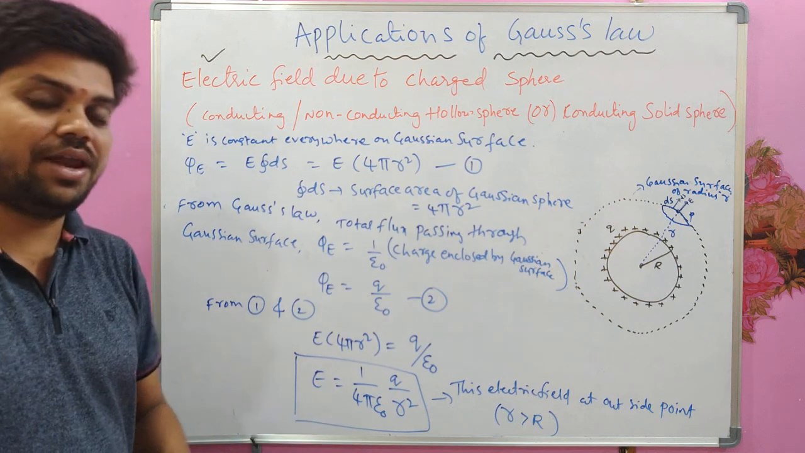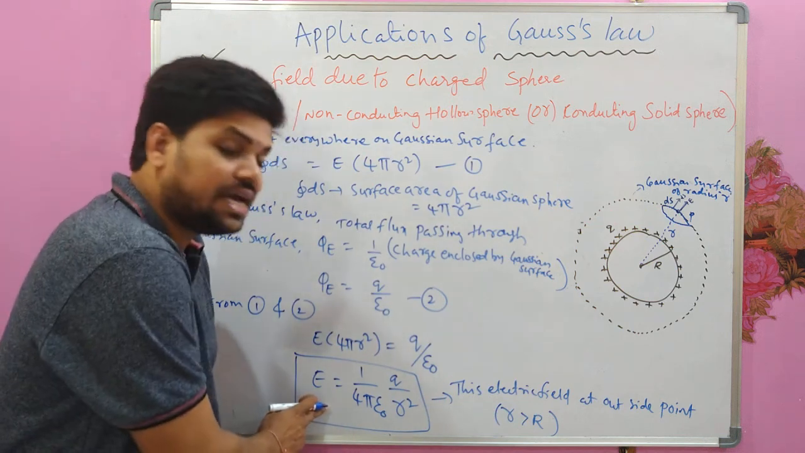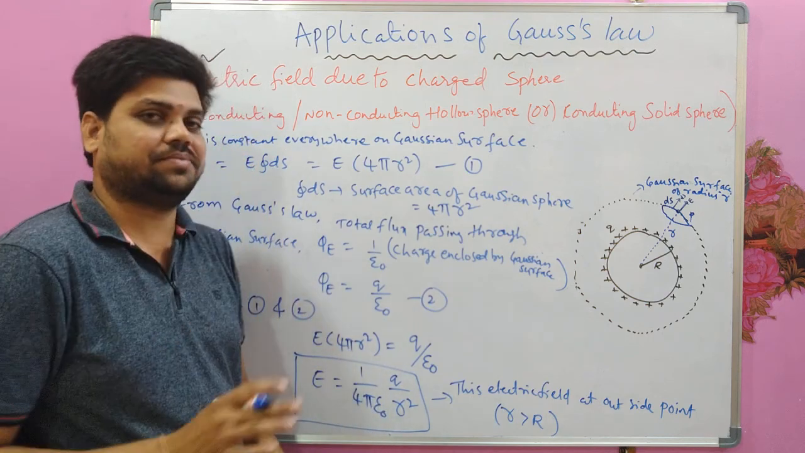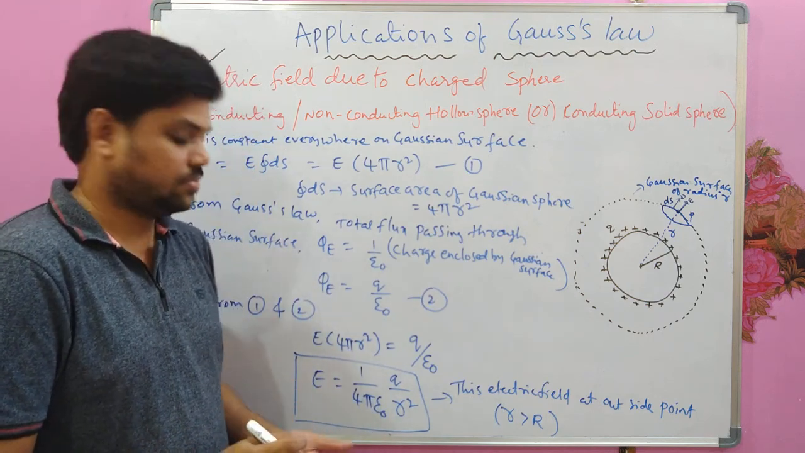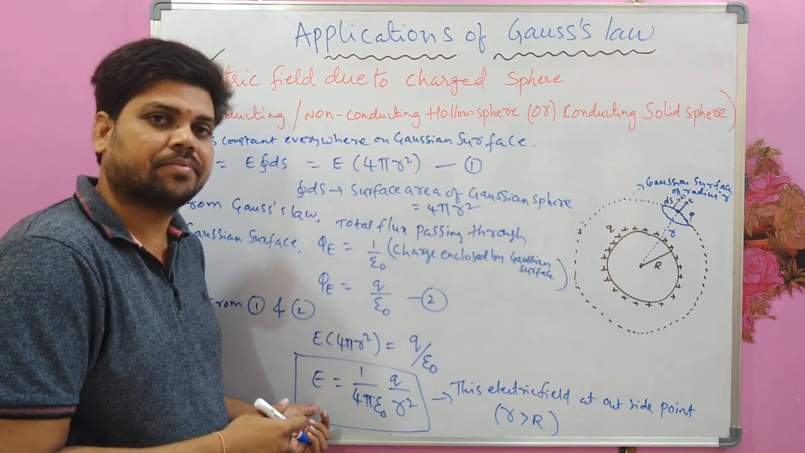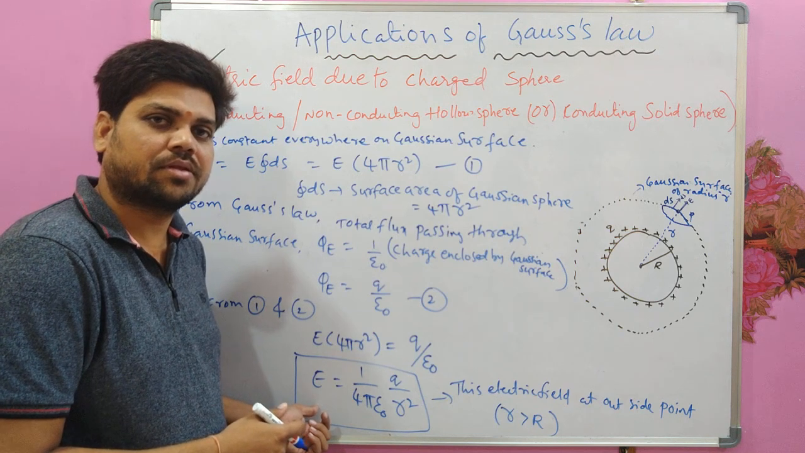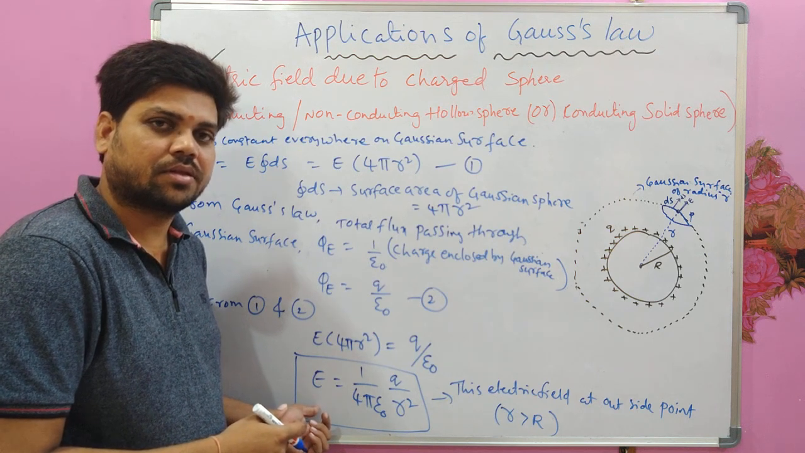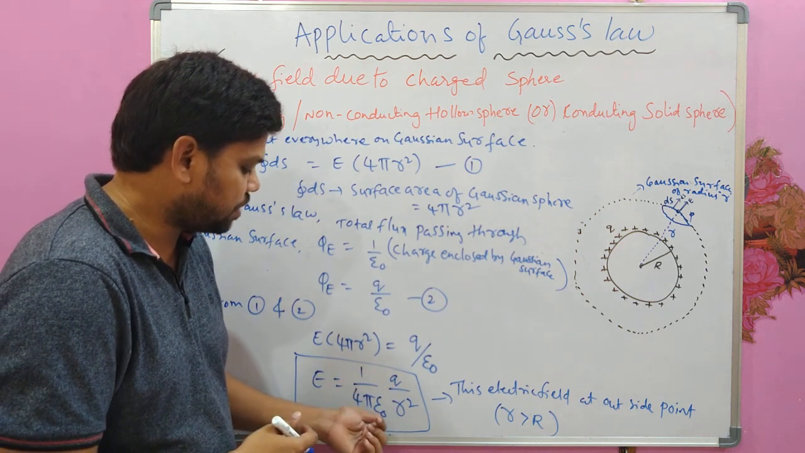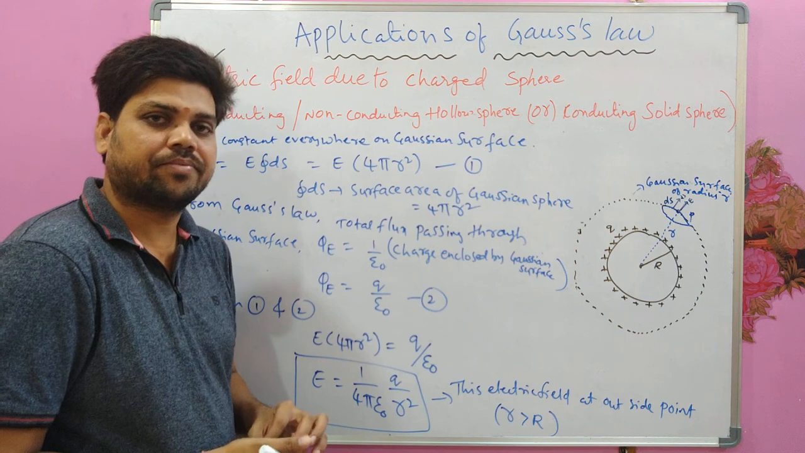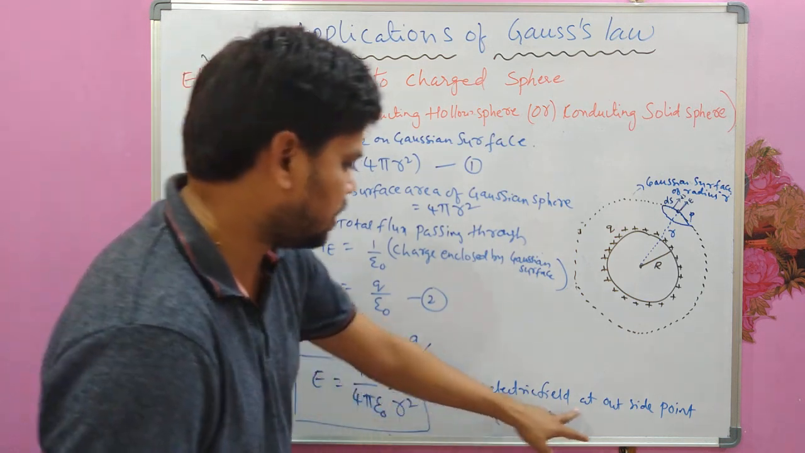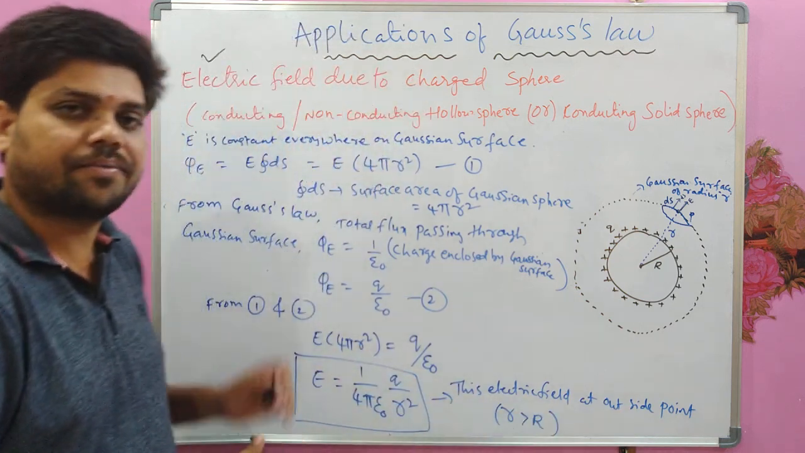If you observe carefully, this formula is exactly the same as the electric field due to a point charge, which was derived in lecture number 7. Electric field equals 1 by 4 pi epsilon naught q by r square. This is the electric field at an outside point, r greater than R.